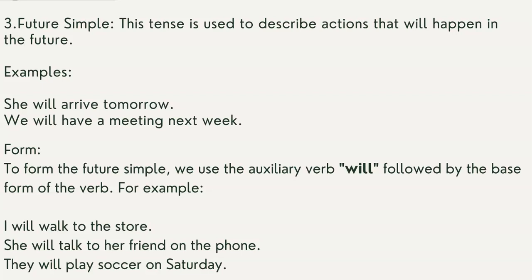Form. To form the future simple, we use the auxiliary verb will, followed by the base form of the verb. For example, I will walk to the store. She will talk to her friend on the phone. They will play soccer on Saturday.